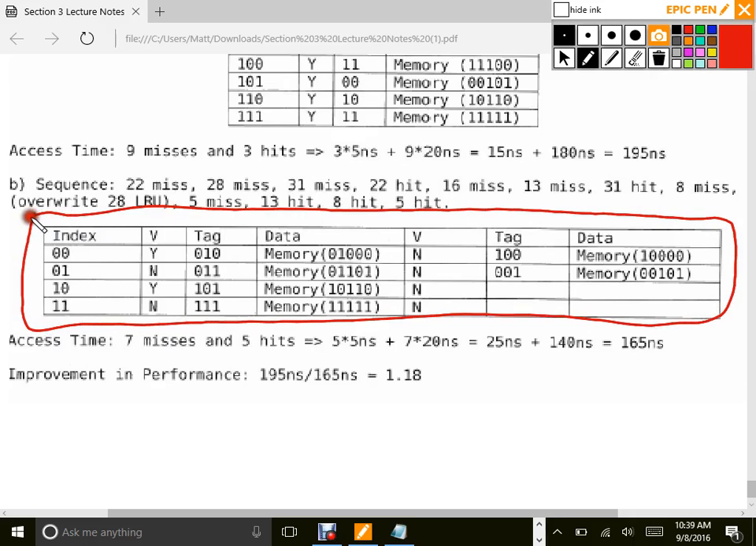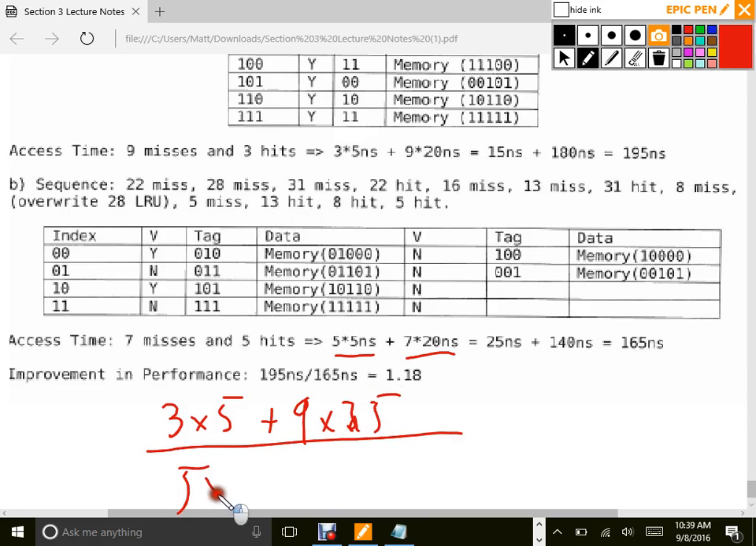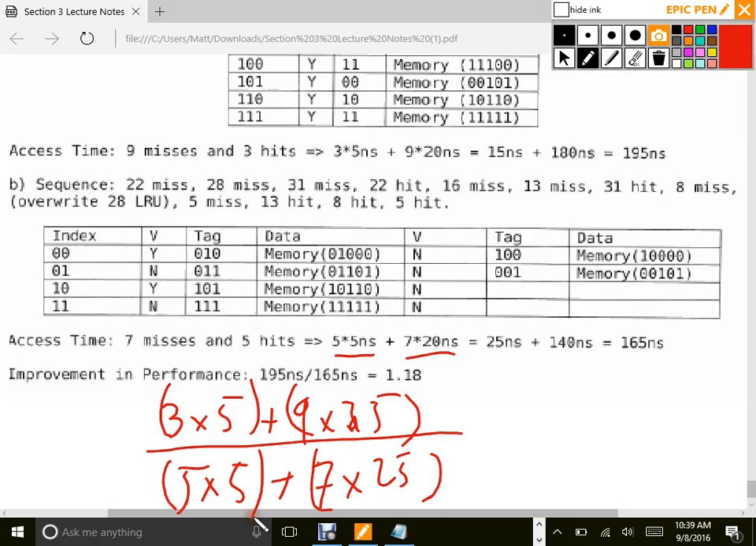And then the last step, I asked for an improvement in performance. I made the same mistake here. This should be 25 and not 20, but it would be 5 times 5 plus 7 times 25. So then the ratio is going to be 3 times 5 plus 7 times 3 times 5 plus 9 times 25 over 5 times 5 plus 7 times 25. And that would be good enough on an exam.